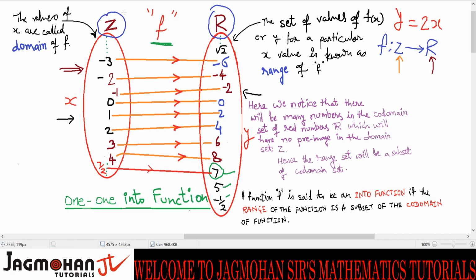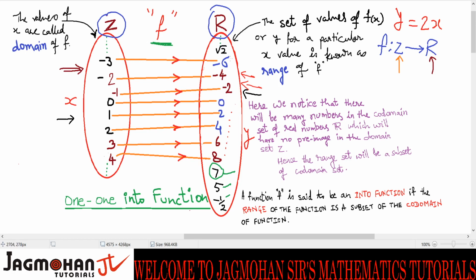Why? Look at this, it is an integer set, a set of integer numbers, so this 7 upon 2 cannot be here. So I rectify my mistake and I take this back. Now see, 7 has no pre-image here. 5 has no pre-image. Negative 1 by 2. Like this, there are infinite numbers in the codomain set which will have no pre-image in the domain set.